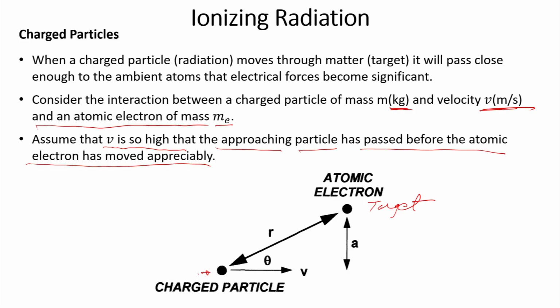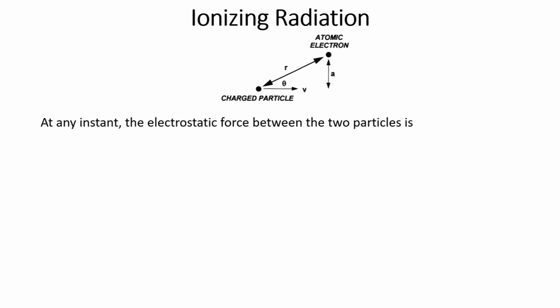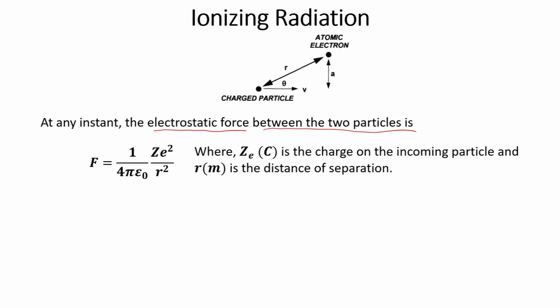It can move in any direction, but there will be an approach distance, and even if it is near, there will be an interaction. At any instant, since it is a charge, there will be an electrostatic force between the two particles, and I can represent it by this expression. This is basically the Coulomb force, q1 q2 divided by r squared, multiplied by 1 by 4 pi epsilon 0, where Ze is the charge of the incoming particle, and r is the distance of separation, in meters.